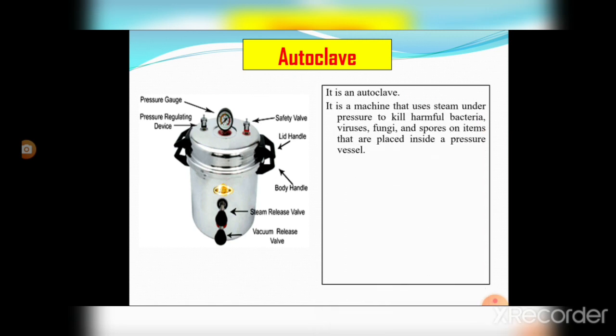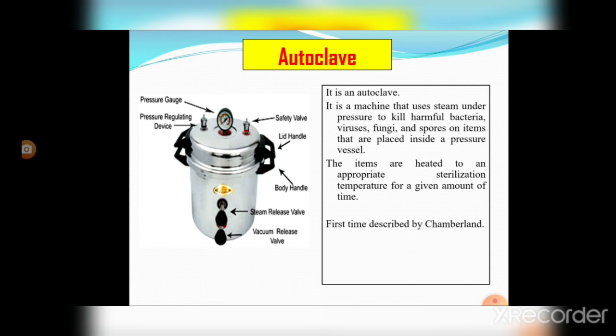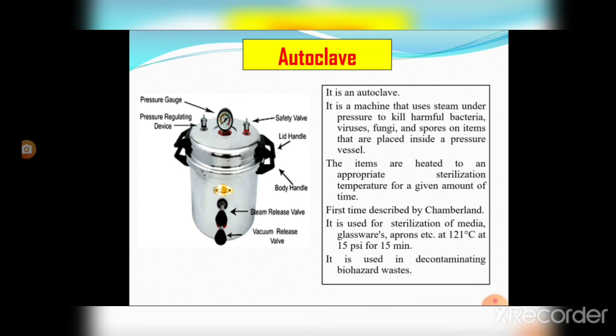Now, an autoclave is a machine that uses steam under pressure to kill harmful bacteria, viruses, fungi, and spores on items that are placed inside a pressure vessel. The items are heated to an appropriate sterilization temperature for a given amount of time. The autoclave was first described by the scientist Chamberland. It is used for sterilization of media, glassware, aprons, and different microbiological instruments at 121 degrees Celsius at 15 psi for 15 minutes, because at 121 degrees Celsius we can kill endospore forming bacteria. It is used in decontaminating biohazard waste also.